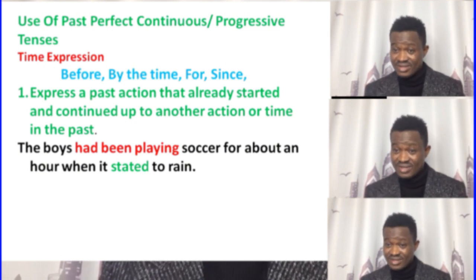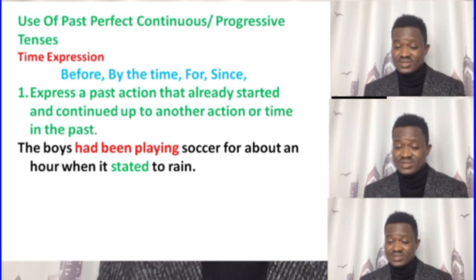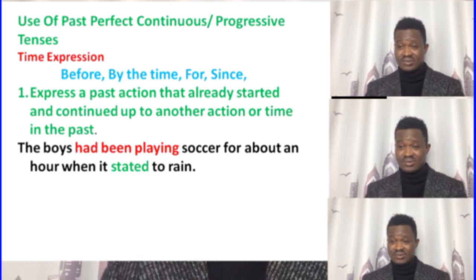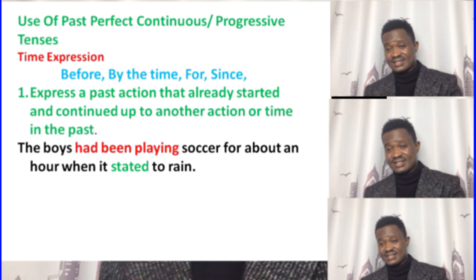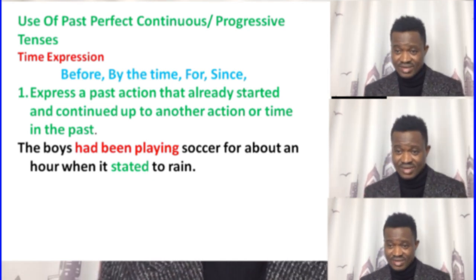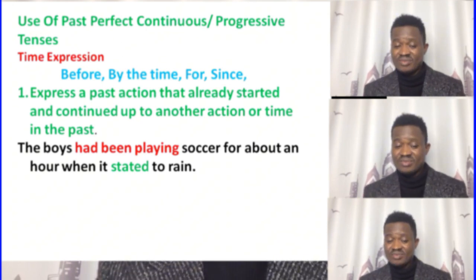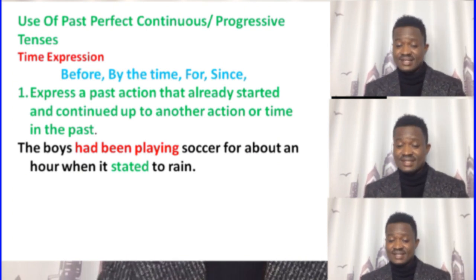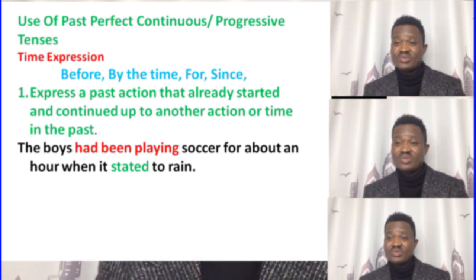That is the time clause. So what is the main clause there? The boys had been playing soccer for about an hour. That is the main clause. So you gotta know the difference between the main clause and the subordinate clause. That is important. Okay. Here in the subordinate clause, we have what we call a time clause: when it started to rain. And when it started to rain is in the simple past.